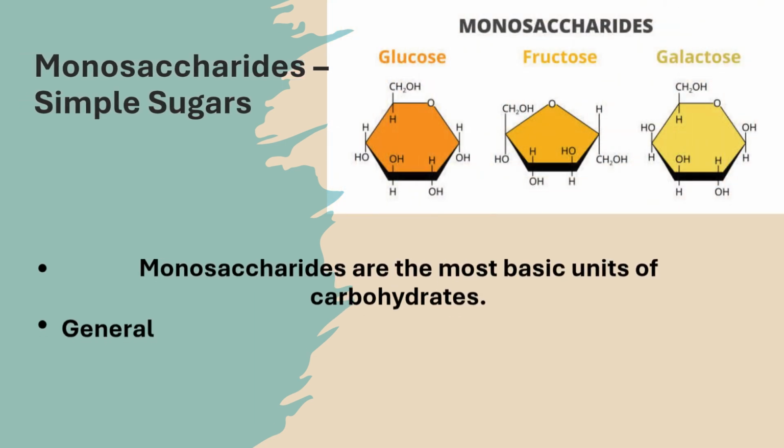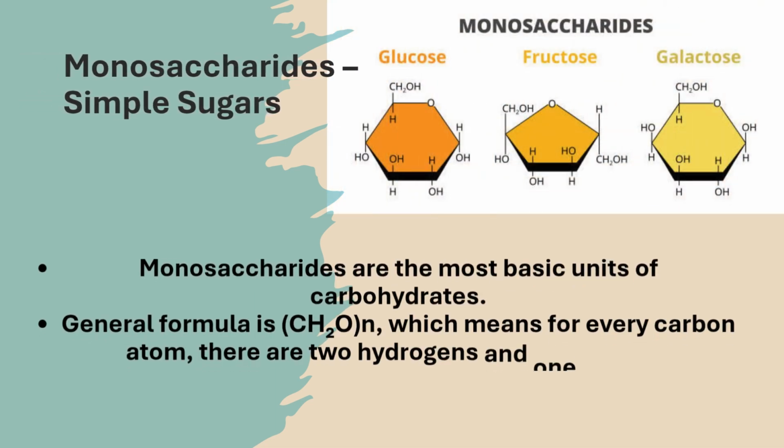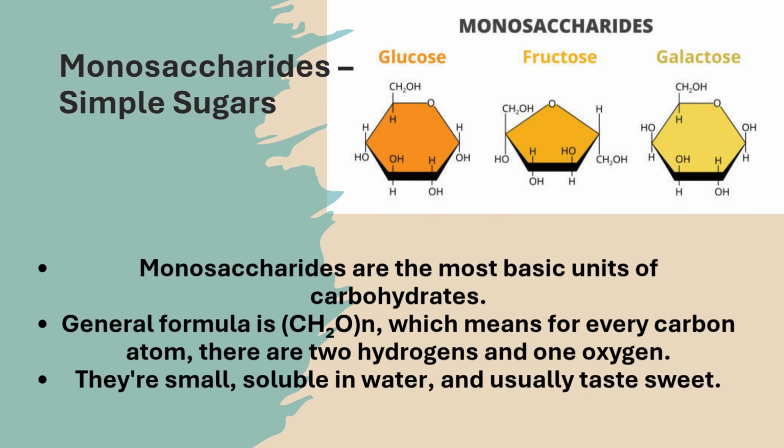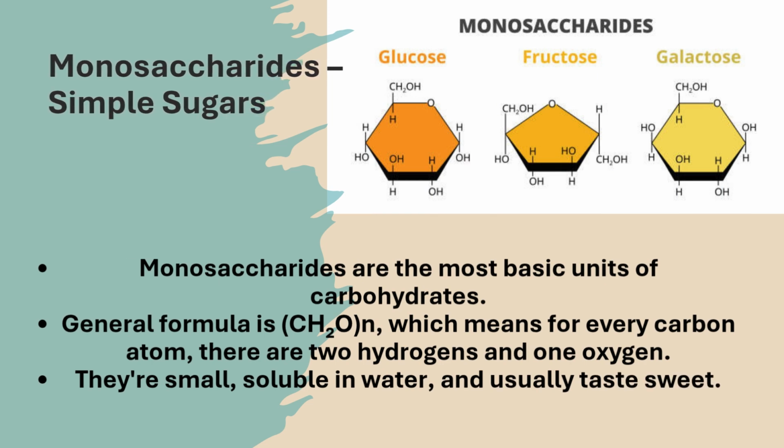Monosaccharides are the most basic units of carbohydrates. The general formula is (CH2O)n, which means for every carbon atom, there are 2 hydrogens and 1 oxygen. They're small, soluble in water, and usually taste sweet.